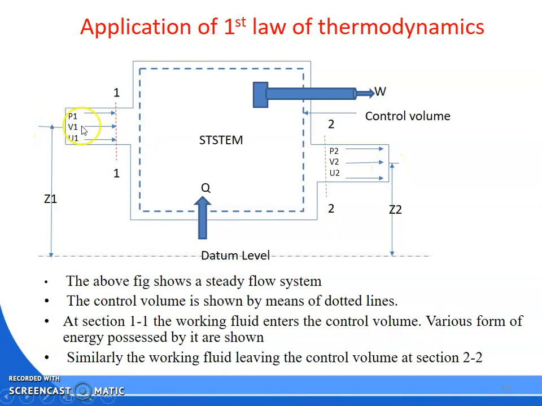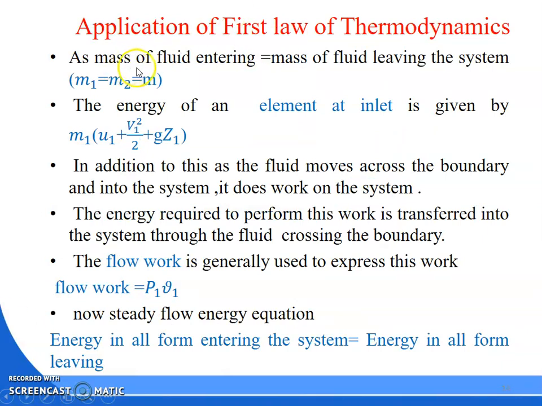See, at the inlet section, the fluid is at a height of Z1 from the datum line, and at the outlet the fluid is at a height of Z2 from the datum line. With a height, the fluid has some potential energy. As per the assumptions, only heat and work should interact with the system. In the control volume, we are giving heat, and we get some shaft work from the shaft. As the mass of fluid entering is equal to the mass leaving the system, M1 is equal to M2 is equal to M.